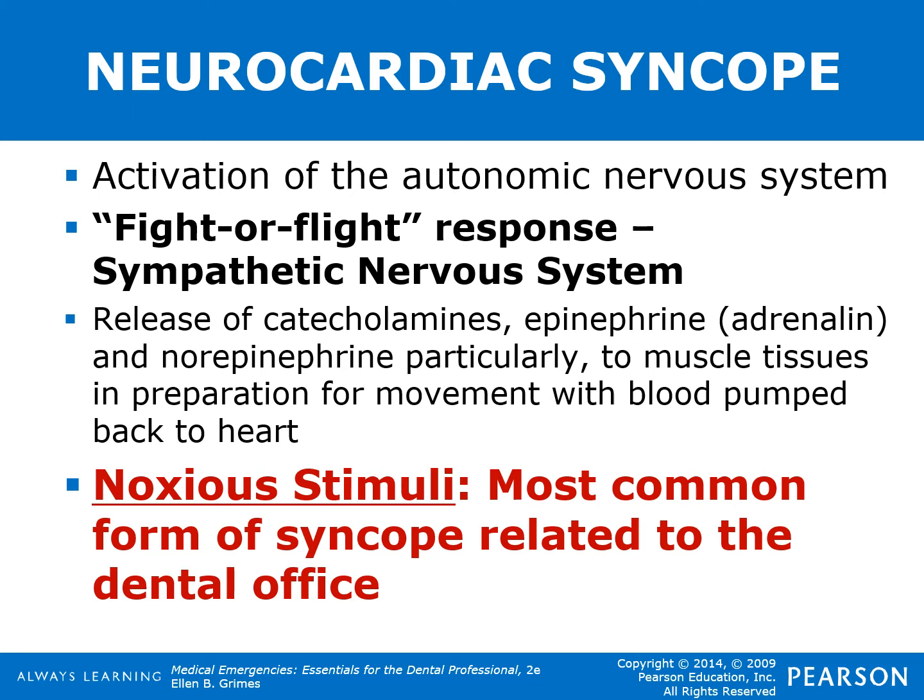The sympathetic nervous system releases catecholamines. They release epinephrine, which is another name for adrenaline that we naturally make in our body, and norepinephrine, particularly to the muscle tissue. So it's trying to prepare your body for movement, pumping the blood back to the heart. So you get a fight or flight response. You've got all this epinephrine, adrenaline, and norepinephrine building up in your body, and there's nowhere to go. So it pools. It will pool in your extremities so that your legs and your arms can flee if you need to flee a nervous or threatening situation, but it's not there.